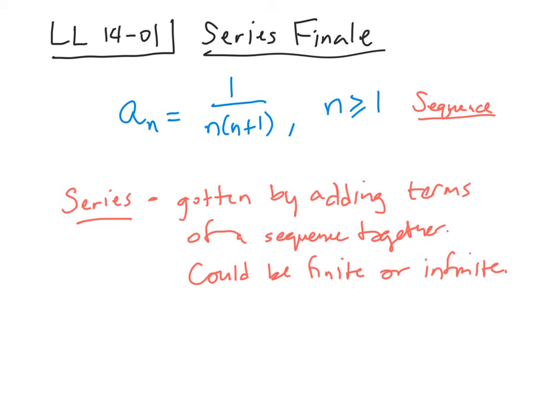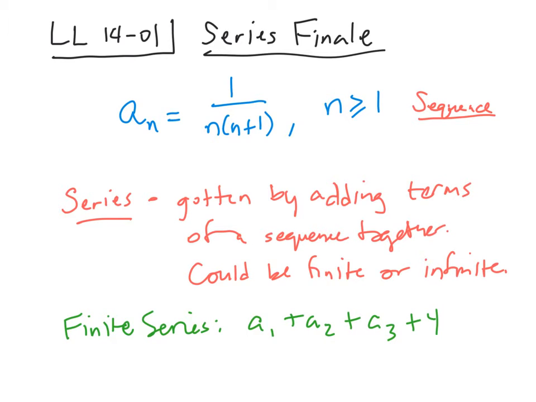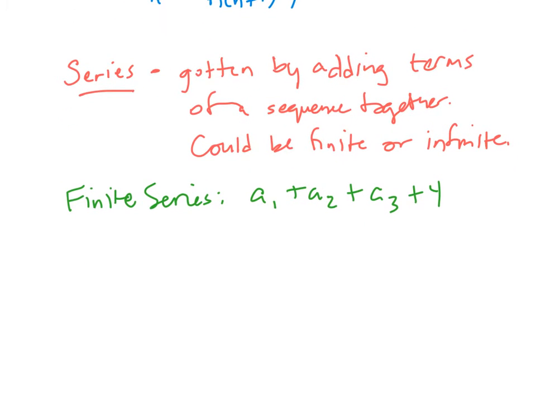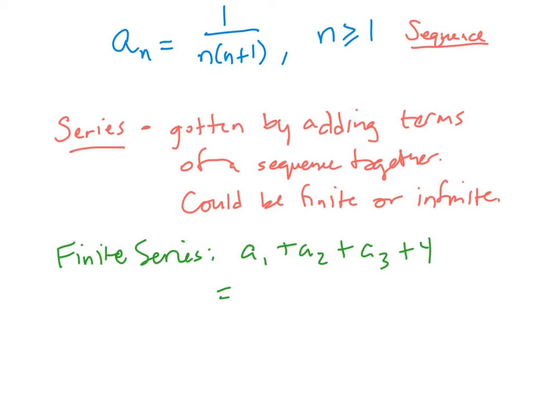All right, so an example of a finite series might be, for example, this finite series, a1 plus a2 plus a3 plus a4. And using this definition, this would be equal to a sub 1, which is 1 over 1 times 2, plus a sub 2, which is 1 over 2 times 3, plus a sub 3, which is 1 over 3 times 4, plus a sub 4, which is 1 over 4 times 5.